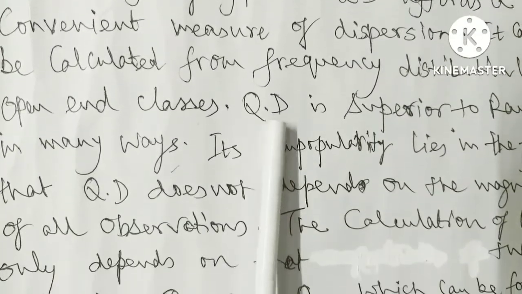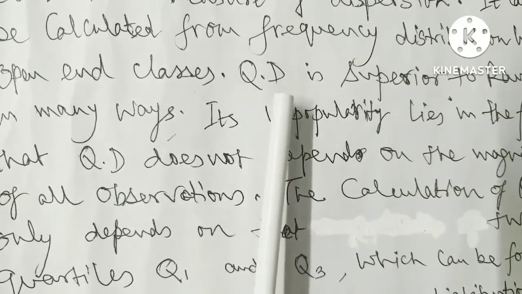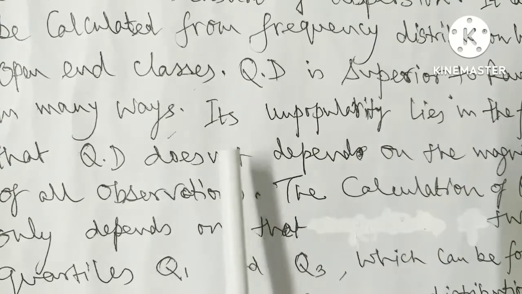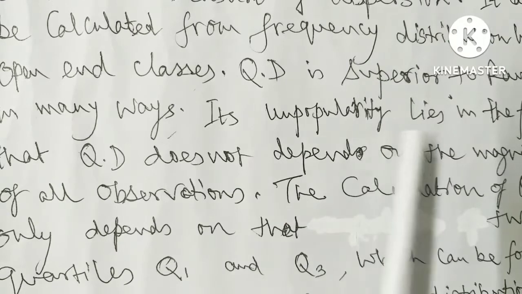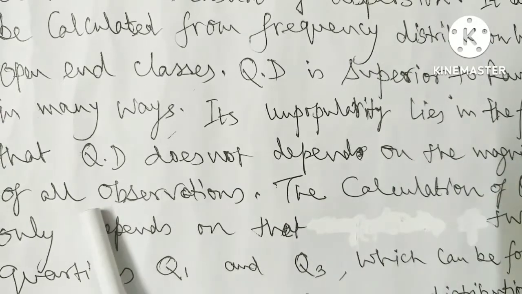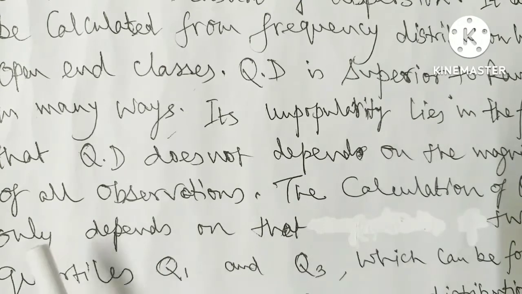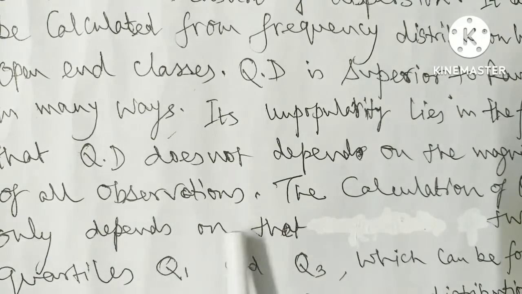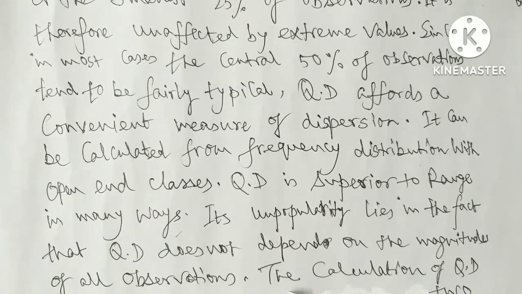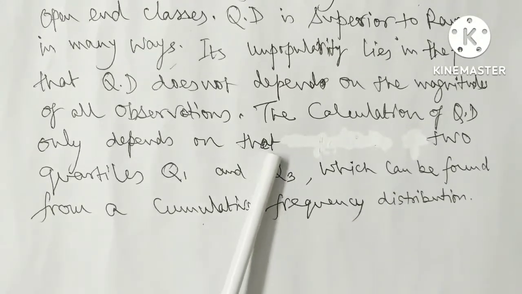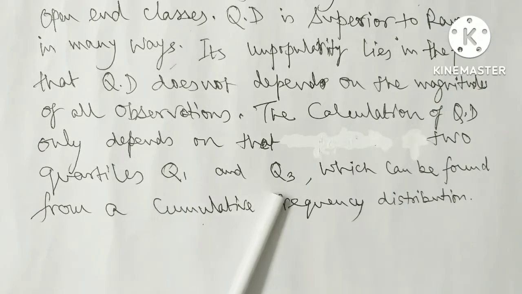Quartile deviation is superior to range in many ways. Its unpopularity lies in the fact that quartile deviation does not depend on the magnitudes of all observations. The calculation of quartile deviation only depends on the two quartiles Q1 and Q3, which can be found from a cumulative frequency distribution.